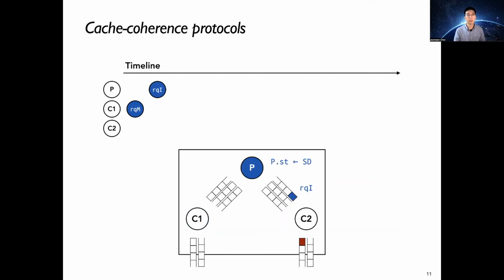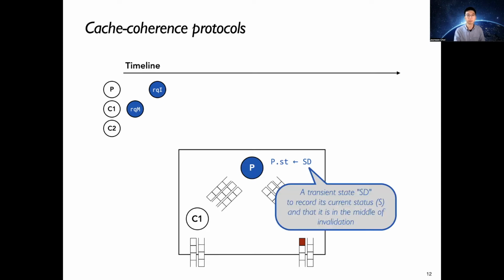When the parent P receives RQM from C1, it needs to change the statuses of itself and C2 to I, so C1 can write the value with the M status while the others cannot access the value. So it makes another request to C2 called an invalidation request named RQI in this figure to change the status of C2 to I first. At that time, P also changes its status to a transient state as D to record its current status S and that it is in the middle of invalidation.